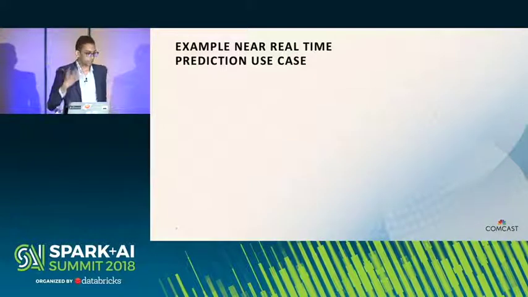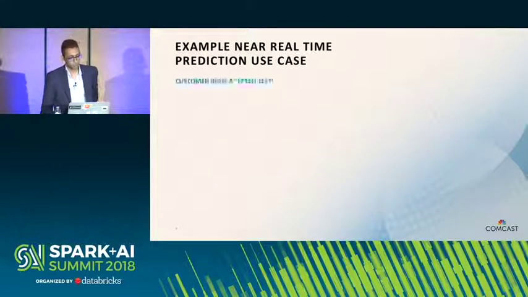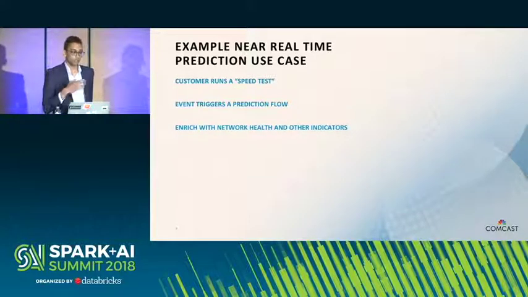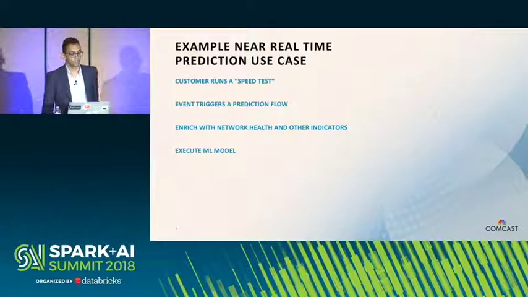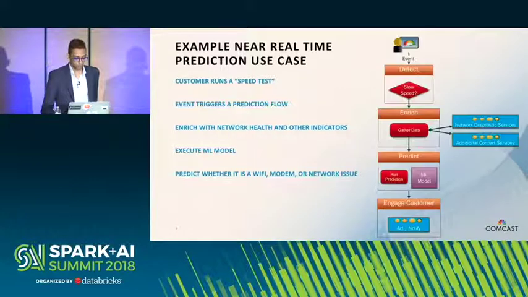To give you a use case to have in the back of your head the entire time, we'll start with a very simple Comcast typical internet use case. Let's say you had poor internet and you were wondering what's going on. You would go to the Xfinity speed test portal and launch a speed test. This would automatically trigger a prediction flow, which would launch our feature creation pipeline, which then leads to execution of an ML model, predicting whatever it is, and giving such a response back to the customer.